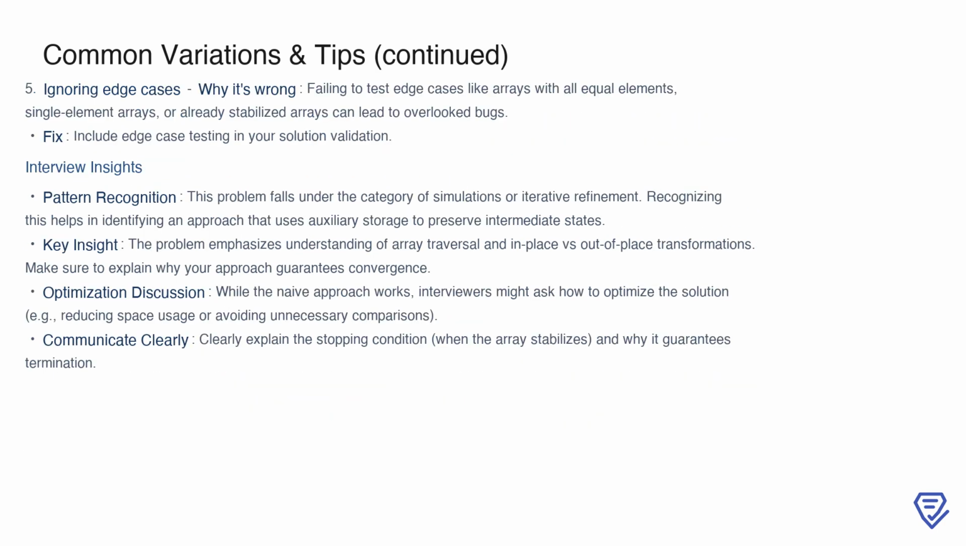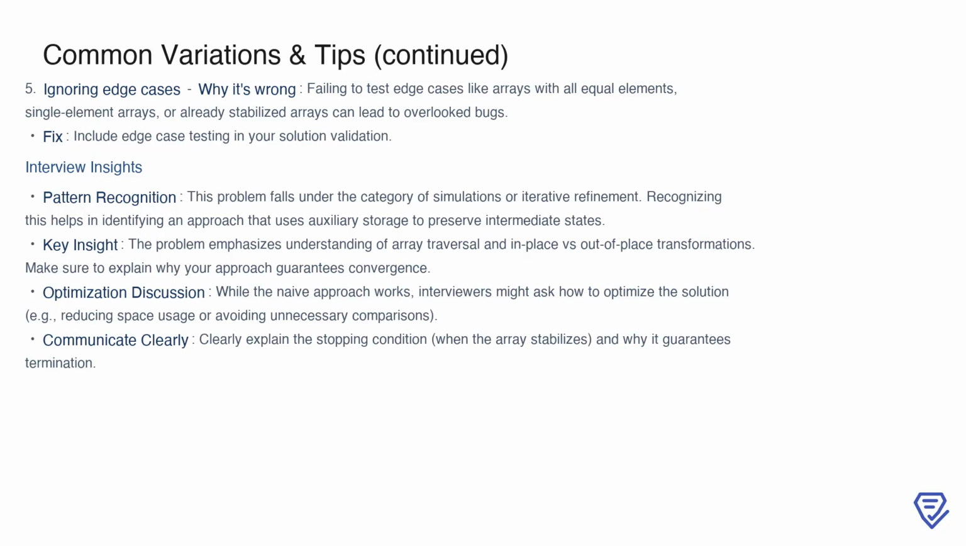Now, let's address some additional pitfalls and strategies. Ignoring edge cases can be a big issue. For example, failing to test arrays with all equal elements, single-element arrays, or arrays that are already stabilized might hide bugs in your solution. Always include these scenarios when validating your approach.